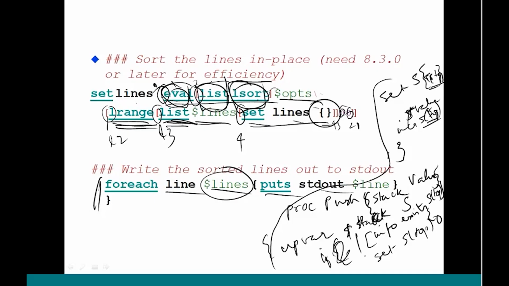I marked it as 1 and then 2, then the list is 3, lsort is 4, and then we have these options, like here lrange and then the list and then the set lines. As you know, it's all evaluated from inside out, one by one. So this is the nested command that gets executed, and then here the range is 0 to 0. Okay.